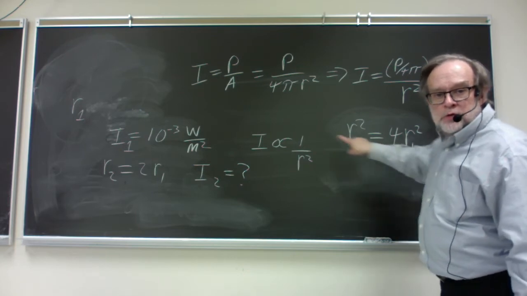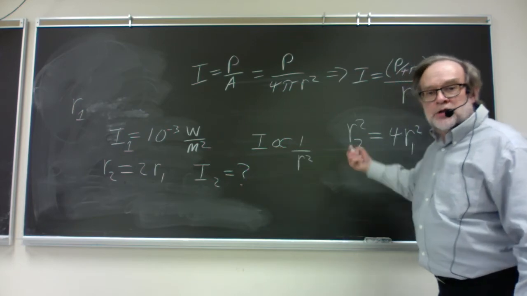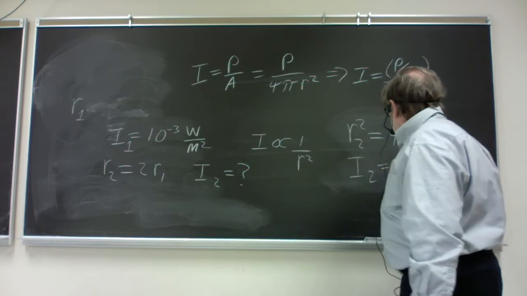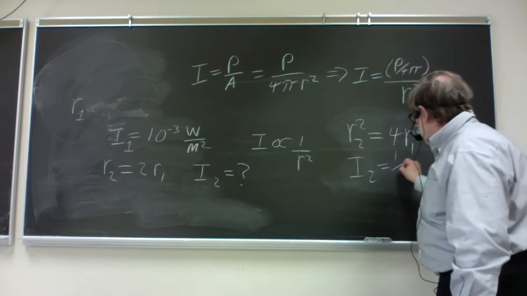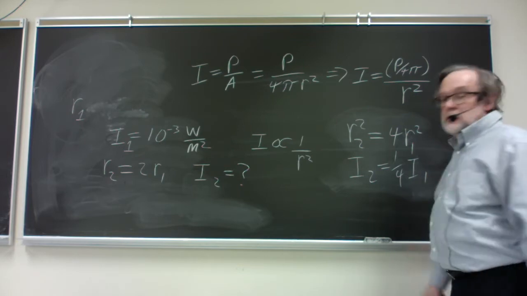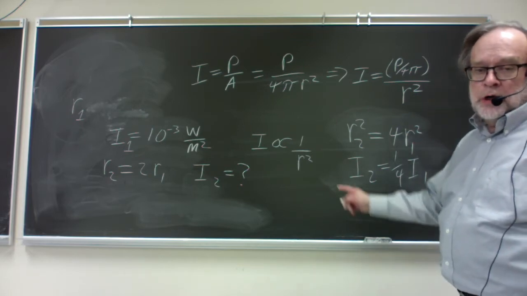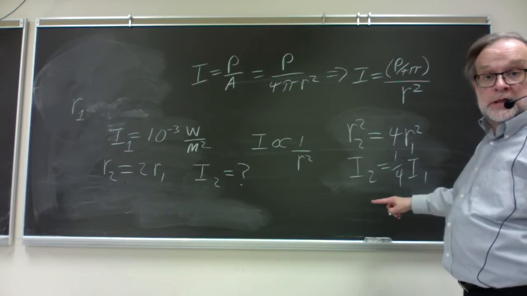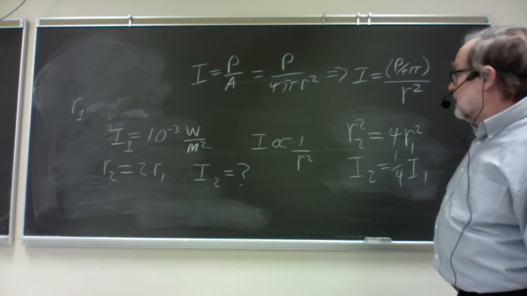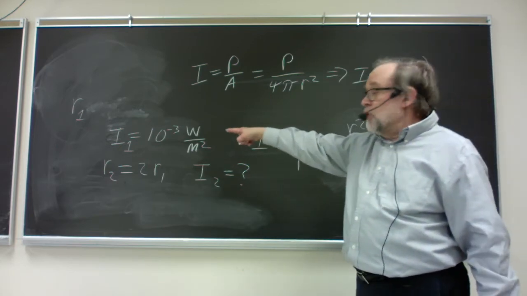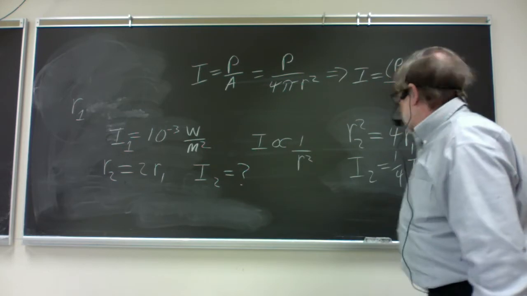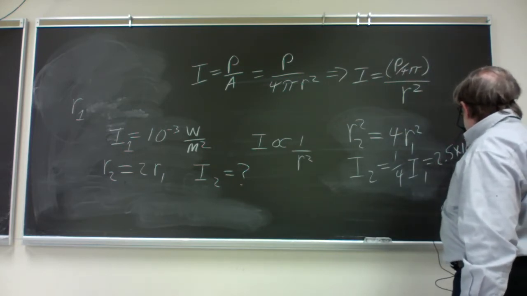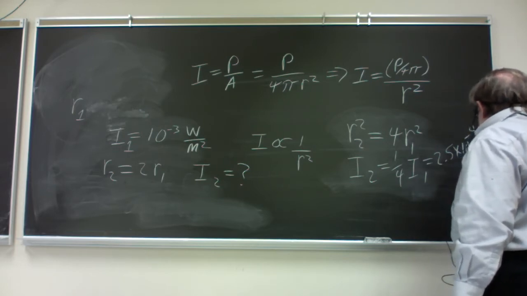The variable that it's inversely proportional to, intensity, changes by the inverse factor. In other words, the new intensity is the inverse of this factor times the old intensity. When you got twice as far away, the intensity wasn't cut in half, the intensity was cut down to 1/4. Or in other words, 1/4 of that, or 2.5 times 10 to the minus 4 watts per square meter.